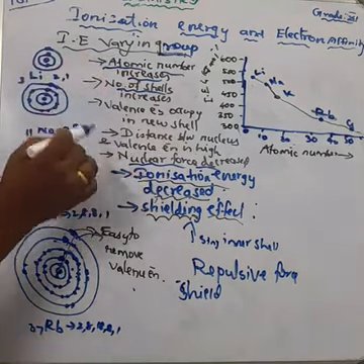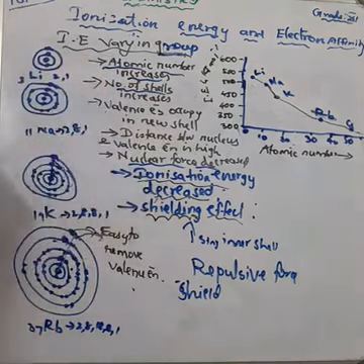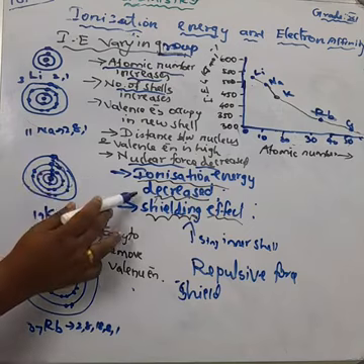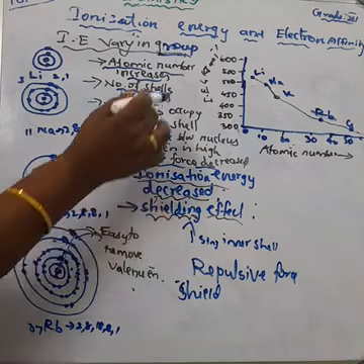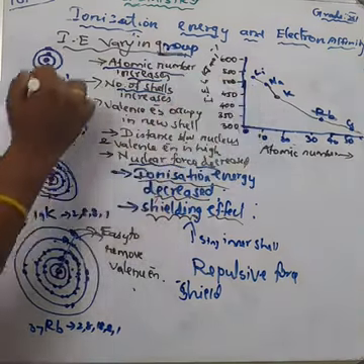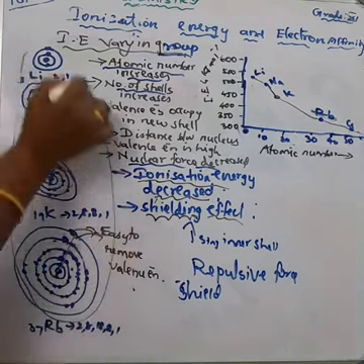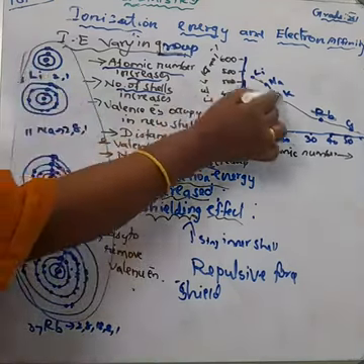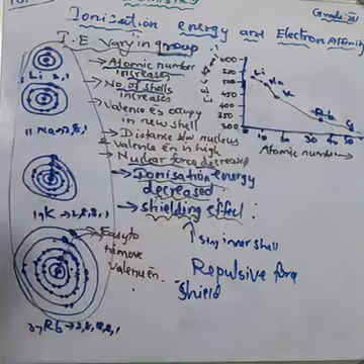We studied the reason, and let us understand this trend by considering the ionization energy of alkali metals. This is the ionization energy of alkali metals. It gradually decreases. Okay, understood? I hope all of you understood that.